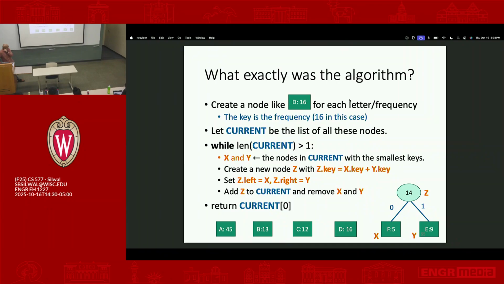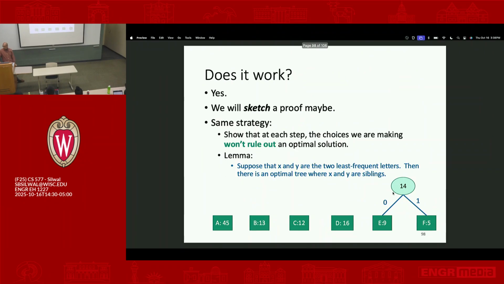All right, so in code, it just looks like this. It's basically what I said, right? I pick 2 of the least frequently used of the existing letters. I merge them into a super node, okay? And then I pretend that's my new letter, okay? And then I repeat the process, okay? So that's all this is saying. This is called Huffman coding.